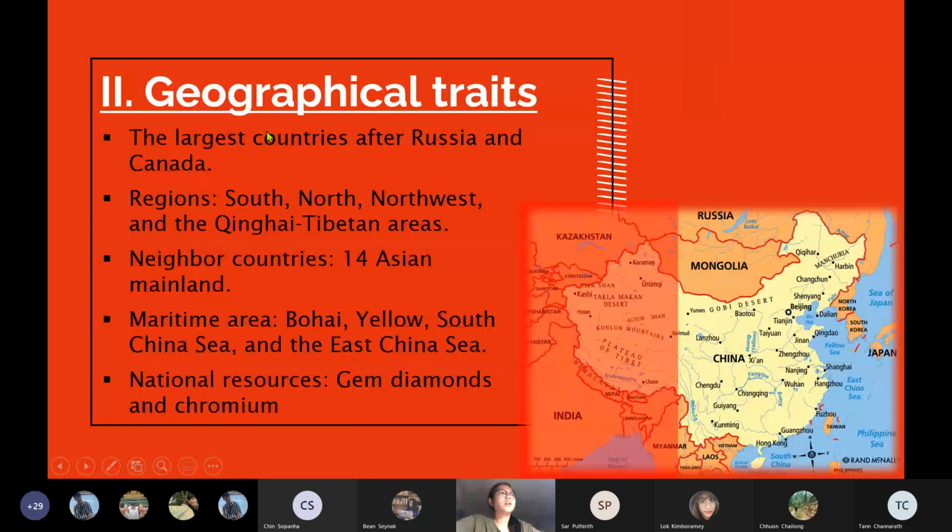Moving on to the geographical traits. China is one of the largest countries after Russia and Canada, and China is divided into four regions: South, North, Northwest, and the Tibetan areas. China has 14 Asian mainland countries as its immediate neighbors, and its maritime area is divided into Bohai, Yellow, South China Sea, and the East China Sea. China has gem diamond and chromium as its natural resources.